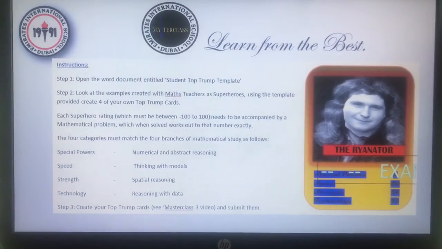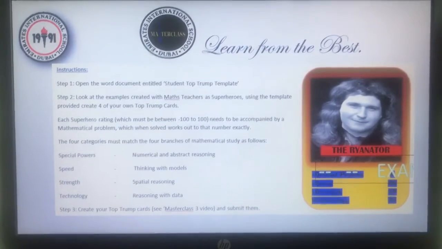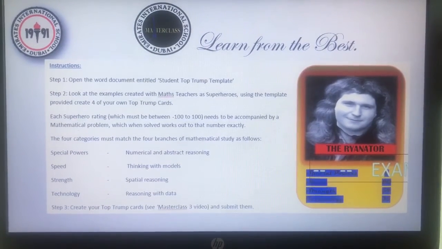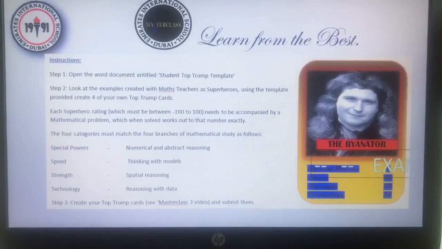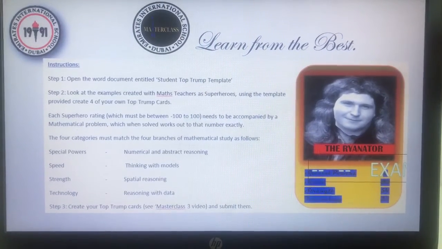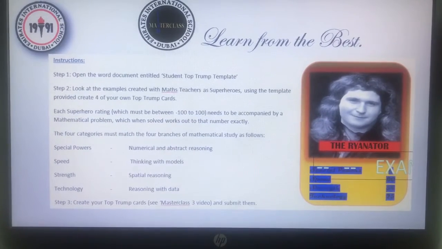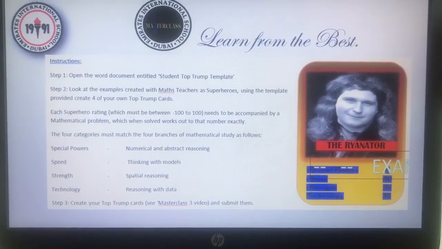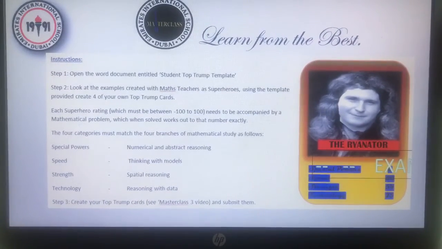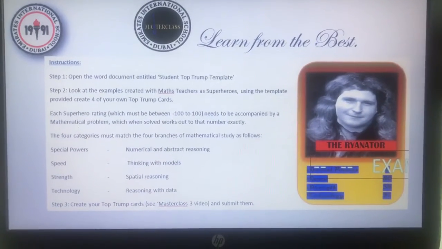So what you must do is open the Word document, look at the example provided, use the template, and then, as I've said, each superhero rating must be between -100 and positive 100, so it can fall between those two, so you've got 200 to play with. That needs to be accompanied by a mathematical problem. So when you solve that mathematical problem, it will then work out to the rating of your superhero.